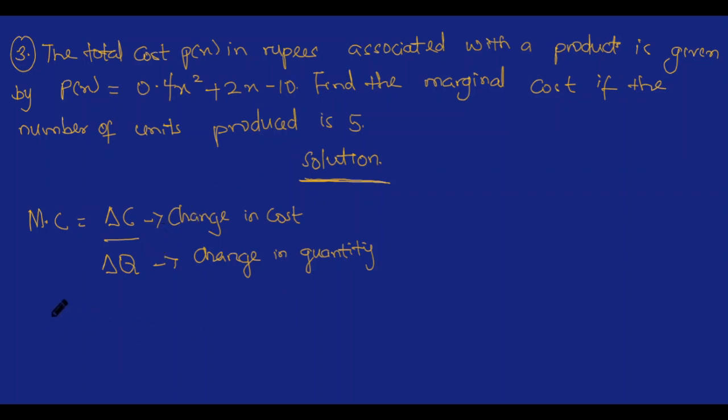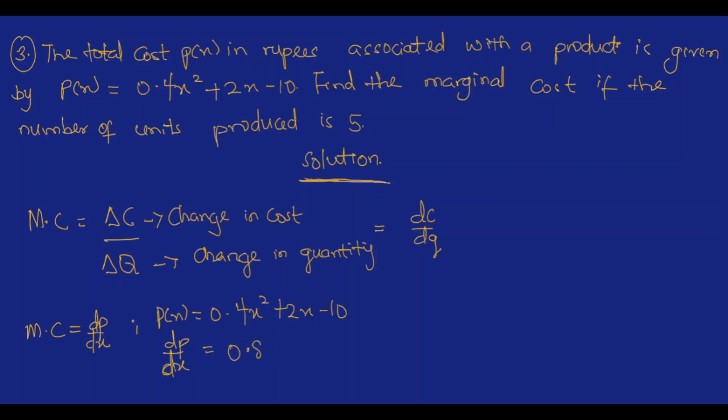So in this question, in calculus form, we can represent it as dC/dQ. In this case, our C is P and our Q is x. Therefore, the marginal cost will be equal to dP/dx, and we have that P of x is equal to 0.4x squared plus 2x minus 10. Therefore, dP/dx is equal to 0.8x plus 2. Then we are told to find the marginal cost when the number of units produced is 5.